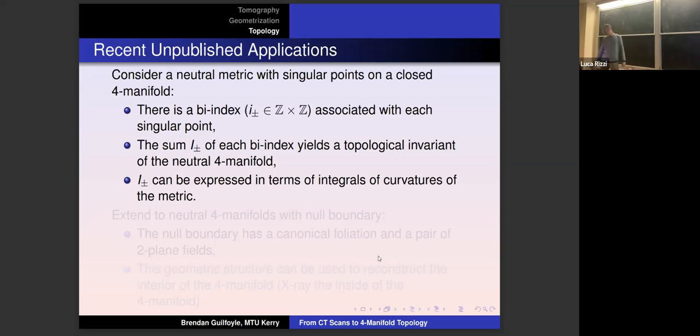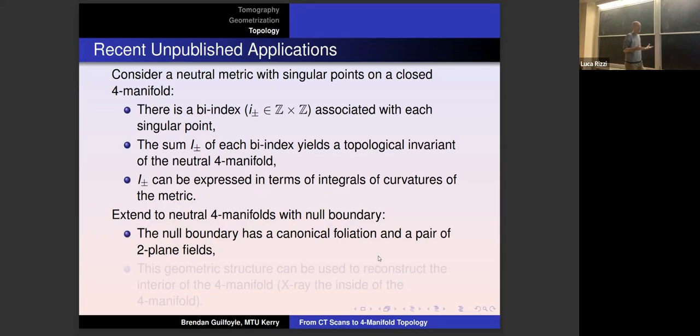But probably what's a bit more interesting is moving on to look at neutral 4-manifolds with boundary. Now, what kind of boundary is natural for a neutral 4-manifold? Well, a null boundary is the most natural. You can construct interesting things in geodesic spaces with null boundaries. What's interesting is that neutral metrics have a lot of topological information in them, in particular the null boundary. If you have a null boundary, then in an indefinite space, the normal to a null hypersurface lies in the hypersurface.